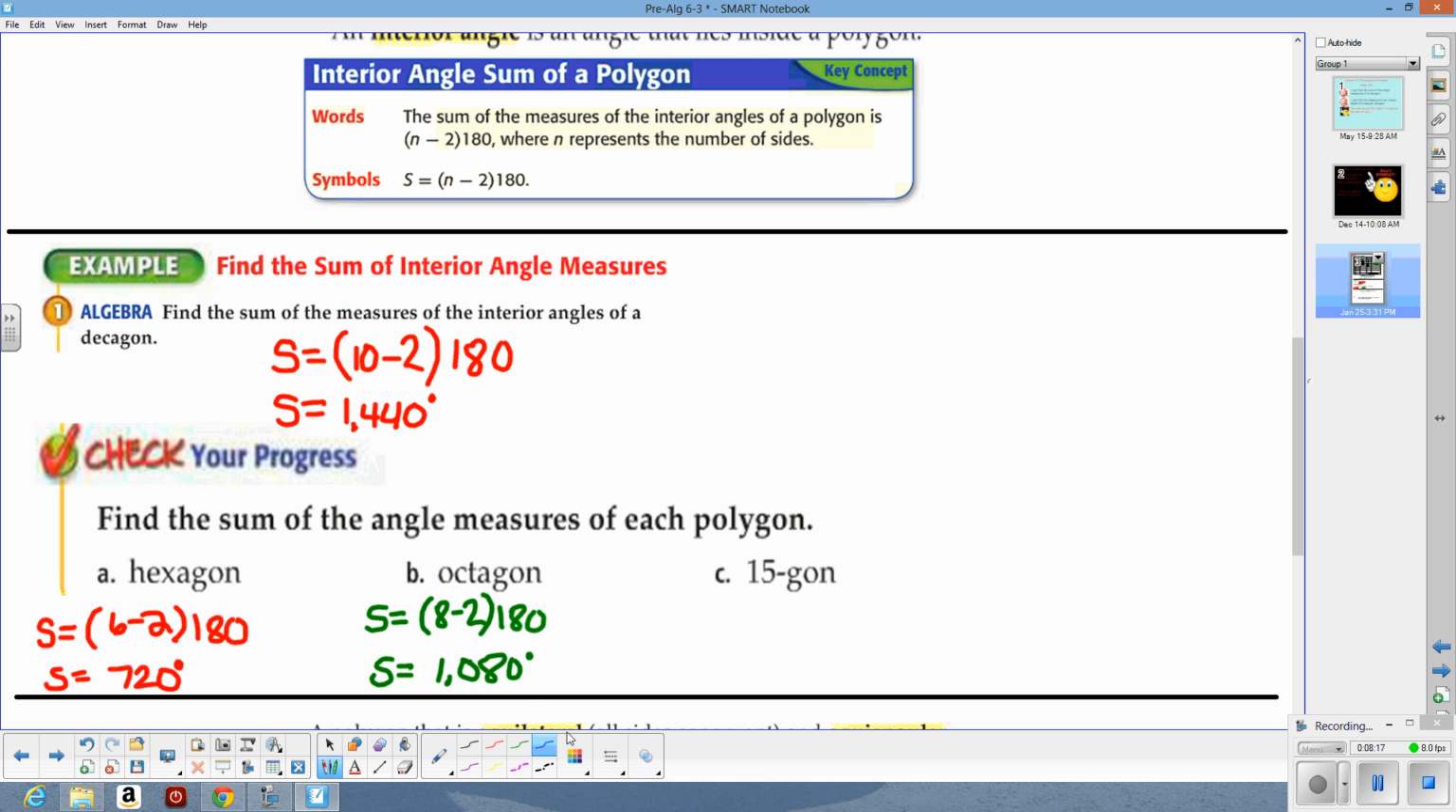And the last one we have here is a 15-gon. So the sum is going to equal the number of sides, which is 15, minus 2, because it always makes 2 fewer triangles, times 180. So 13 times 180, that's going to be 2,340 degrees. So the sum of the interior angles is 2,340 degrees.